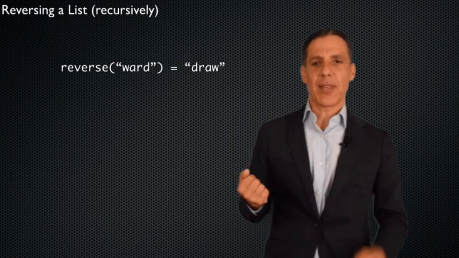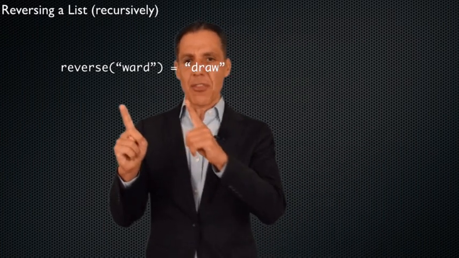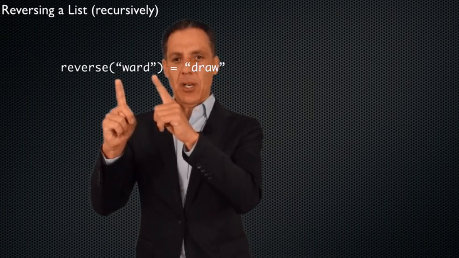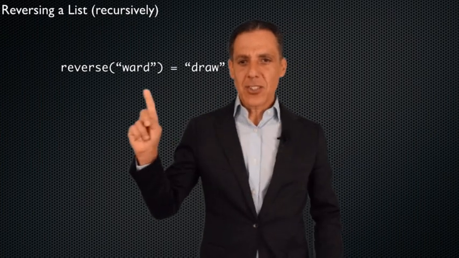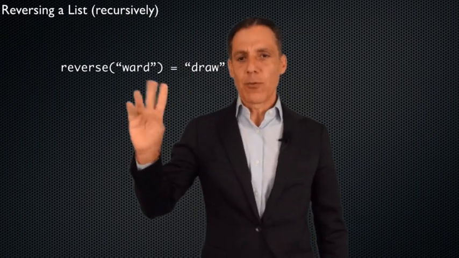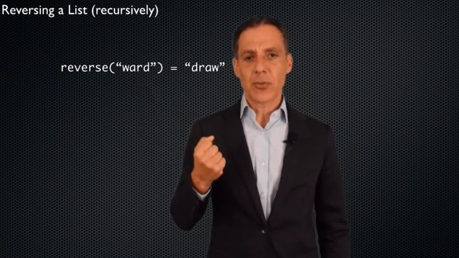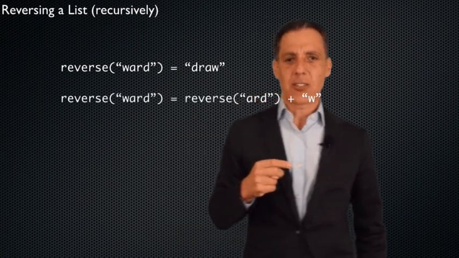So let's just think about that. What does it mean to reverse a string? We had been thinking about this as I swap the W and the D, and then the A and the R. But the other way to think about this is I can just take that W and put it all the way at the end and then reverse the rest of the string. Yeah, that sounds about right. So let's see if that makes sense.